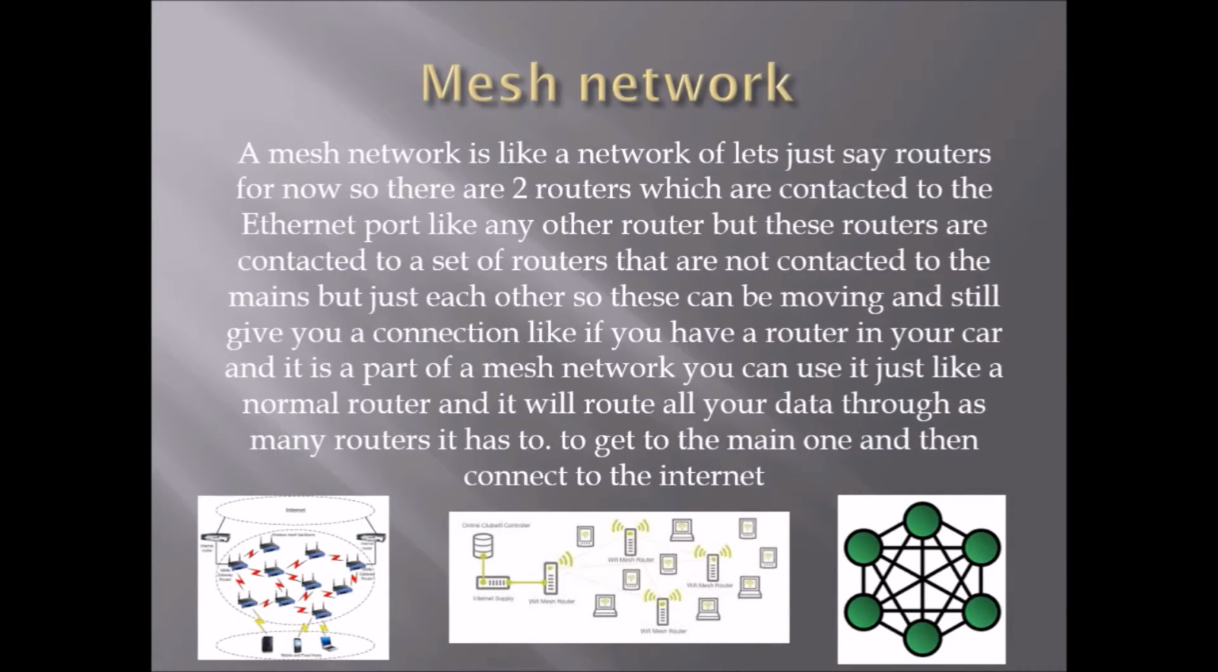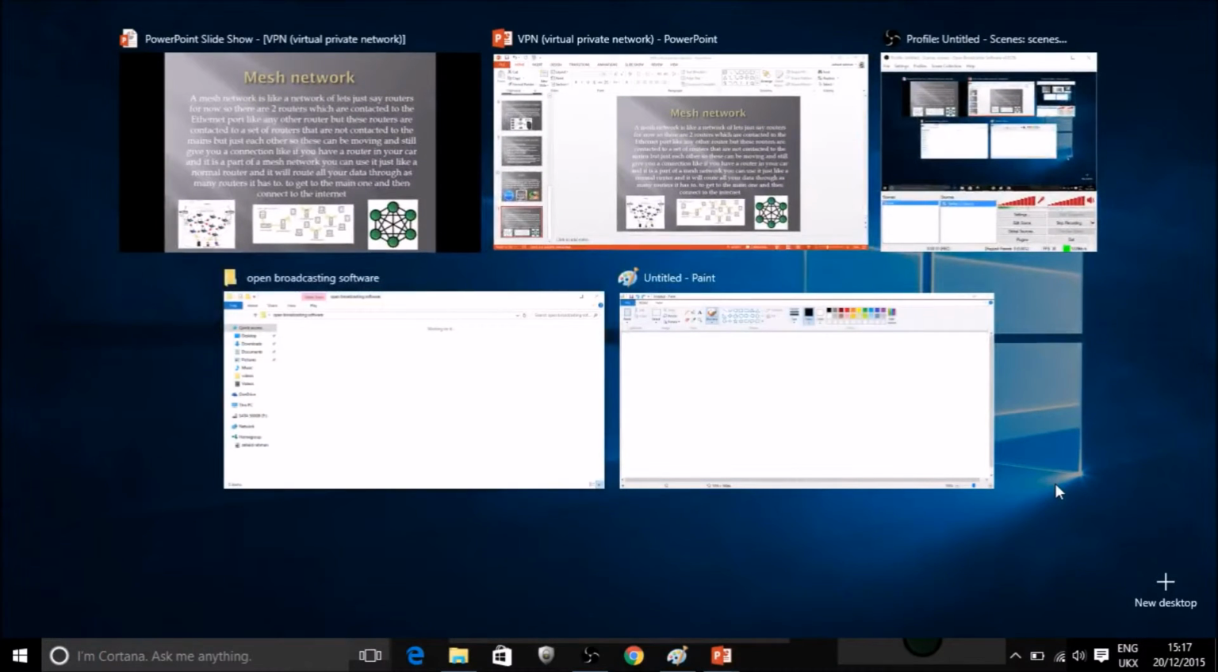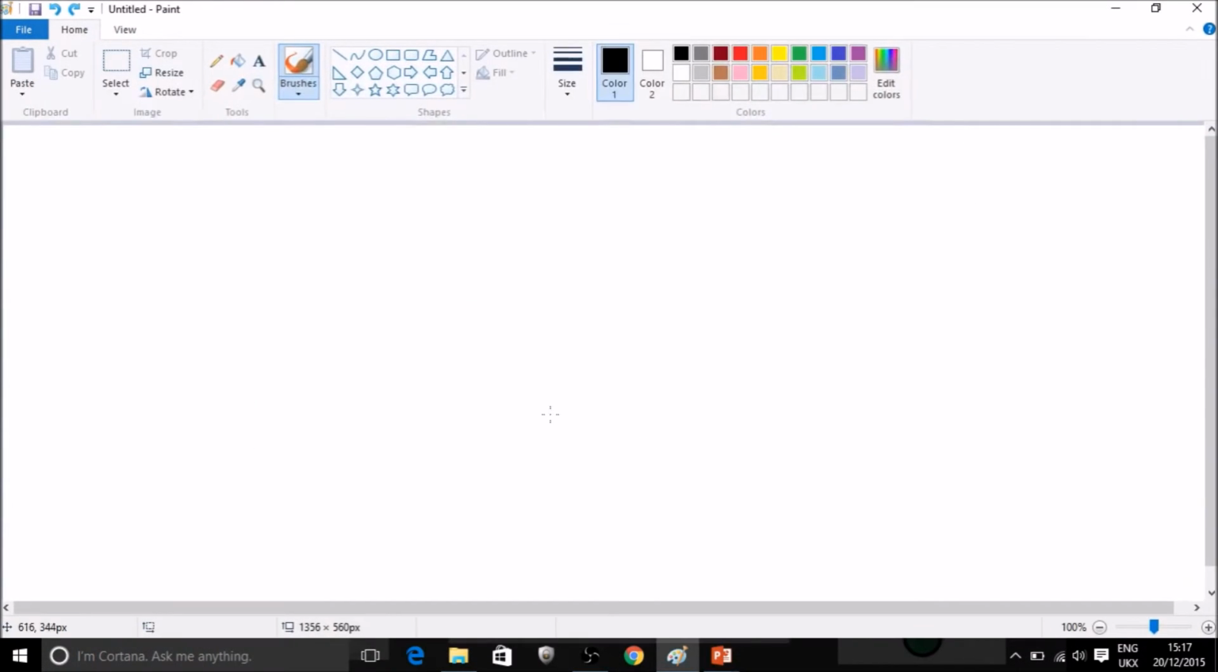Last but not least, we have mesh networks. Mesh networks are pretty difficult to explain, so I'm going to use Paint to explain them. So we have your router at home, which is wired to your company, like Virgin. Let's just write V there.